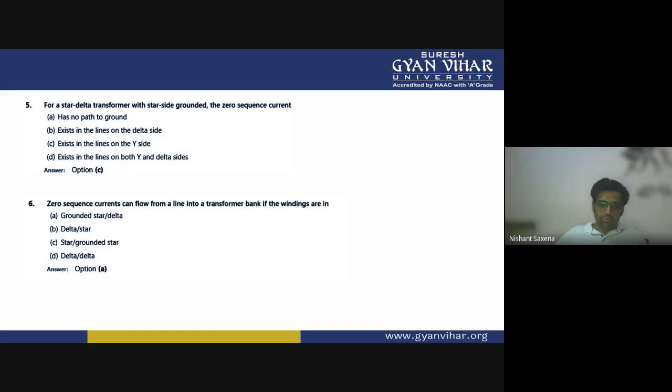The next question is, the zero sequence currents can flow from line into the transformer bank if the windings are in which configuration. Yes, this is an important question. The zero sequence current can flow from line into the transformer bank if the windings are grounded star and delta. It will not flow in the delta star configuration. It will not flow in the star ungrounded star configuration, nor in the delta configuration. It will only flow in the grounded star with delta configuration.